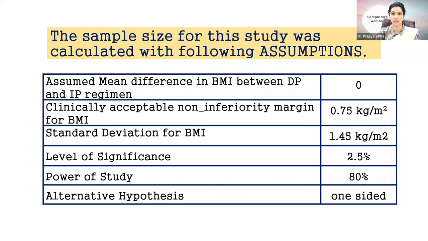So if you see this, this is the assumption. Assume the mean difference in BMI between this daycare treatment and the intensive treatment regime is 0. The clinically acceptable non-inferiority margin is 0.75 and the standard deviation is 1.45. And you can see the level of significance is 2.5 and the power of the study is 80%.